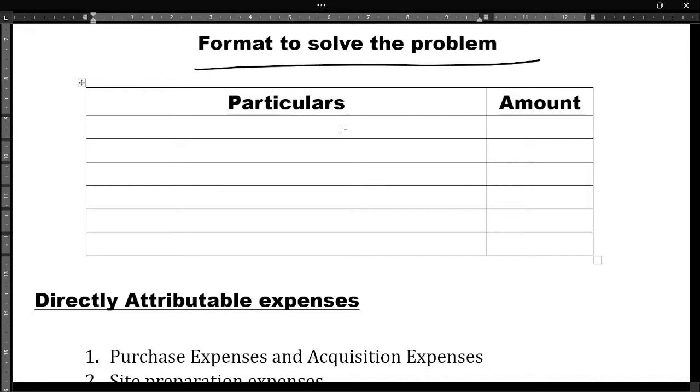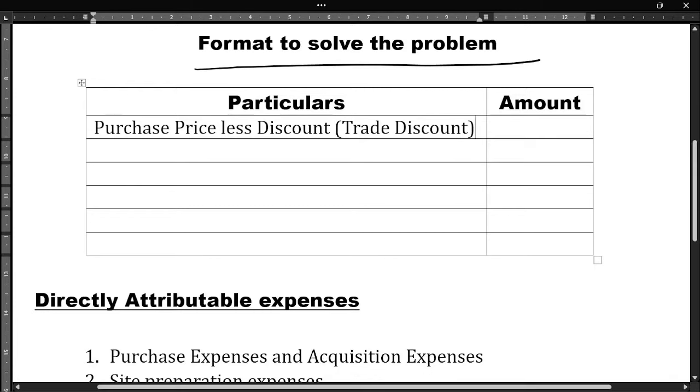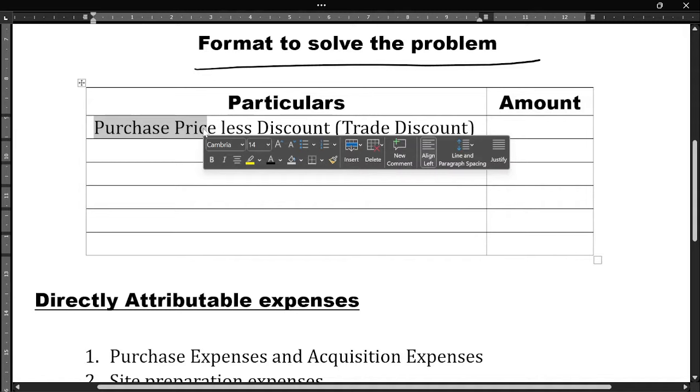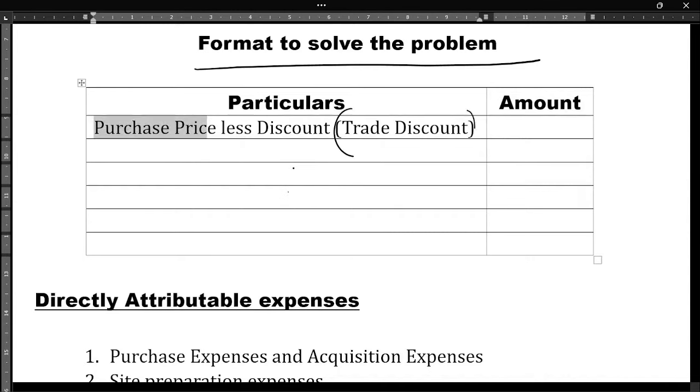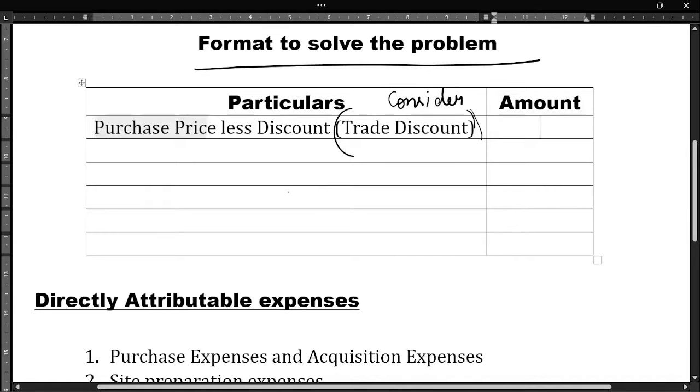First, you always need to take the purchase price of the PPE less discount. Less discount in the sense you only subtract the trade discount. Only trade discount. While purchasing the plant, property or equipment, you would have paid a certain amount to the vendor. That is the purchase price minus discounts. Other discounts you should not consider, only trade discounts. You reduce the discounts, and the net purchase price you will write here.